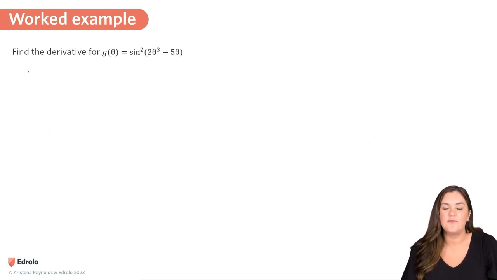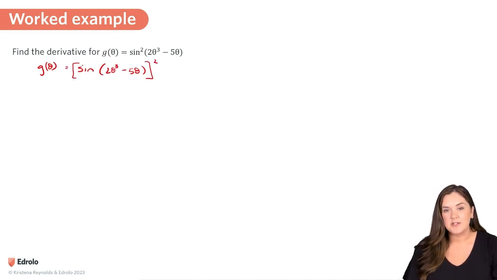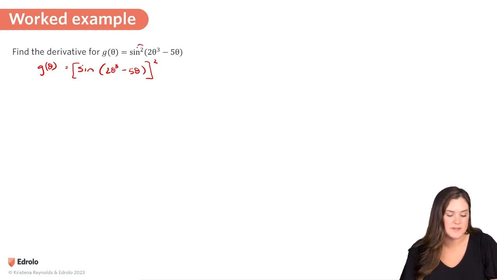For this example, we have to find the derivative for g of theta equals sine squared, and then we have 2 theta cubed take away 5 theta in the bracket there. Now to make life easier, I'm just going to rearrange that so we can easily differentiate. So I can rewrite that as sine of 2 theta cubed take away 5 theta, and then all squared. So that is what this square is doing. It's just squaring the whole function there.